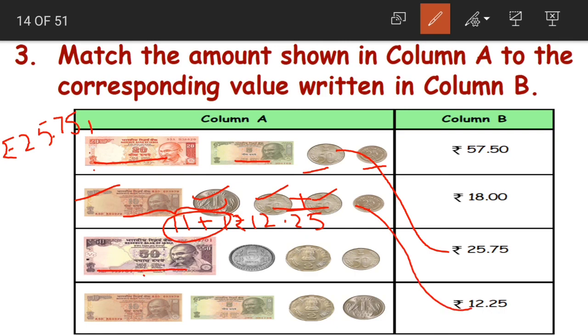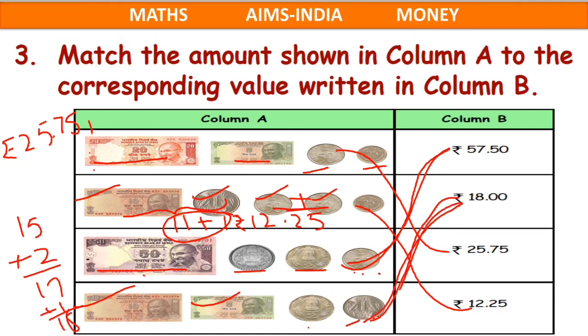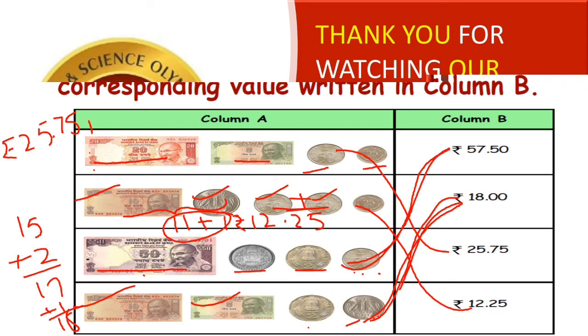The next one, 50 rupees plus 5, 55 plus 2, 57 rupees and then 50 paise. 57 rupees 50 paise is our answer. And the last one, only 18 is remaining. So that will be our answer. See, 10 plus 5, 15 plus 2 rupees, 17 plus 1 rupee will give us 18 rupees. So the answer for the last one is 18 rupees.